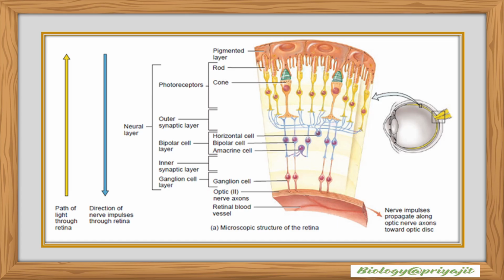In simple words, the diagram explains how light enters the eye. It stimulates rods and cones, passes signals through bipolar, horizontal and amacrine cells, and finally reaches ganglion cells, whose axons bundle together to form the optic nerve. This is how we see.